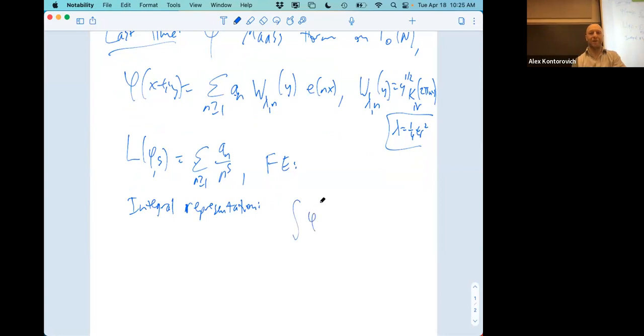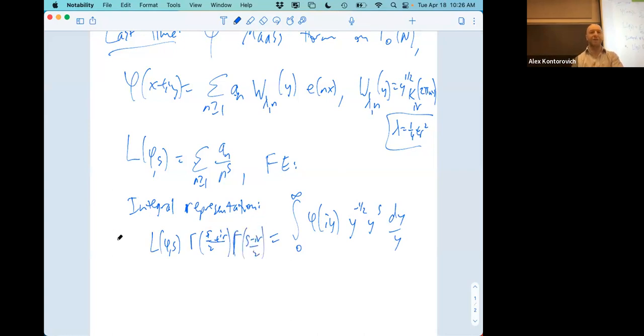as an integral of phi(iy). I guess I want to kill off this y. I would put a y to the -1/2 and a y to the s. In other words, a y to the s -1/2 dy over y integrated from 0 to infinity. That same GL1 geodesic embedded in the GL2 automorphic form. And this thing, we've done this calculation many times, comes out to L(s, phi) times these gamma factors, gamma of (s plus ir)/2, gamma of (s minus ir)/2, and there's some factor of 2 pi to the minus s, something like this.